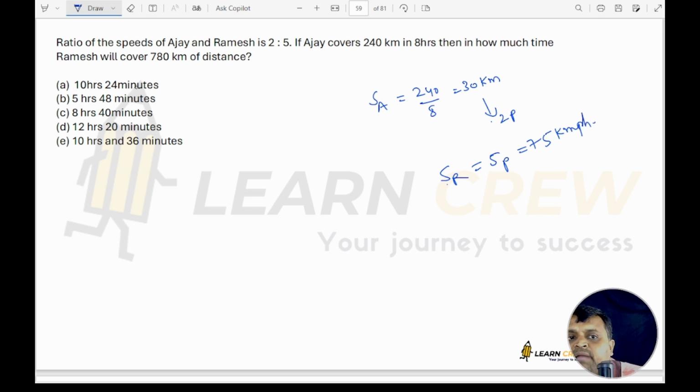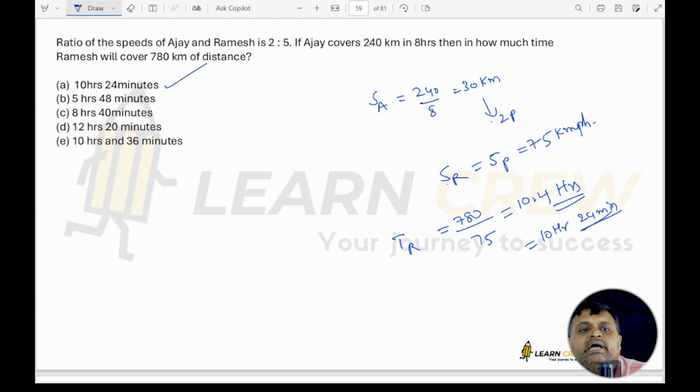Now how much time did Ramesh take to cover 780 km distance? Time taken by Ramesh to cover 780 km with a speed of 75 km per hour is 780 by 75. So 10.4 hours it will take. 0.4 hours means 0.4 into 60, so 10 hours 24 minutes. The answer is option A.